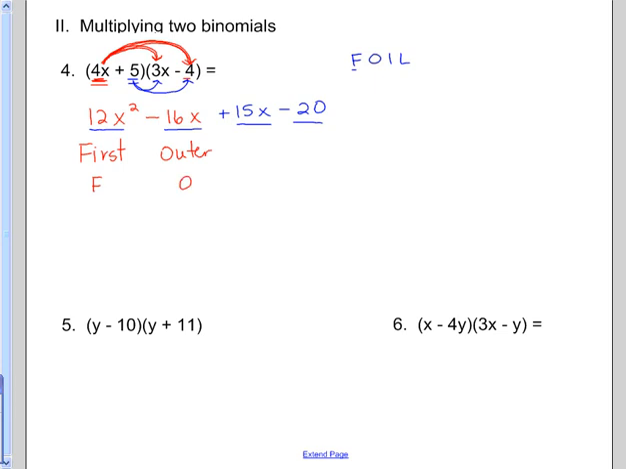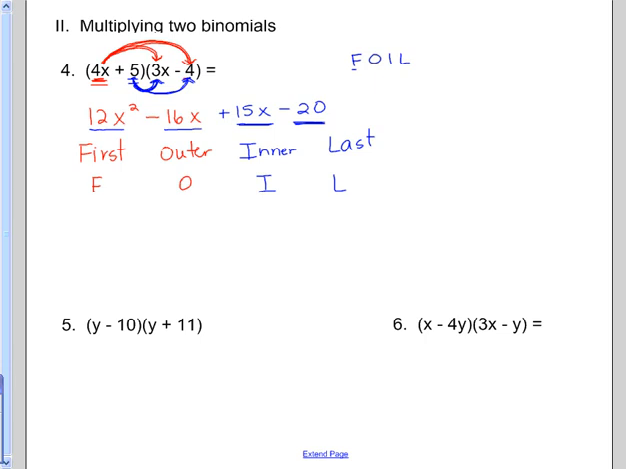Then I multiplied 5 times 3x, which gave me the 15x. Those two terms are on the inside, or the inner part of my problem. So that's where we get the I from. Then we multiplied 5 times negative 4, which gave me negative 20. Those are looked at as being the last two terms in each binomial, so we say that's the last. That's where we get the L from. So if you've heard of the FOIL method, this is what it is. But go back and just think, it's really just distributing. So if it says multiply or multiply using FOIL, you're distributing.